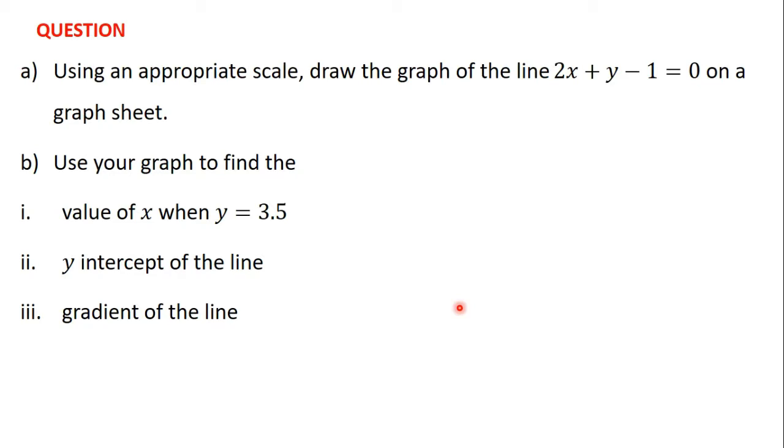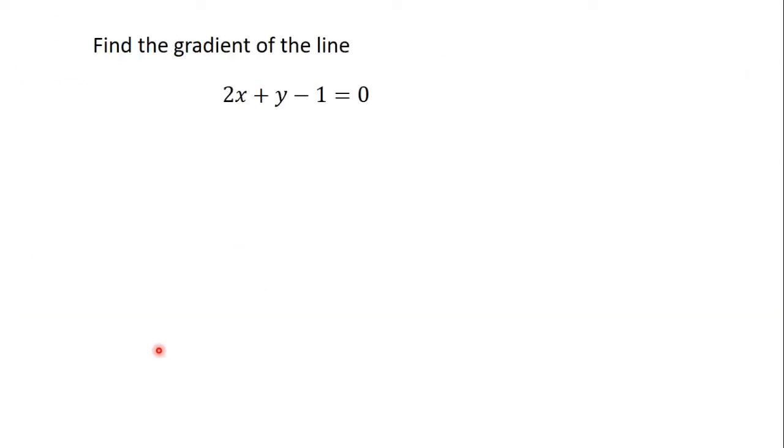Welcome back. In the previous video, we used the graph of the line 2x plus y minus 1 is equal to 0 to find the y-intercept of the line. In this video, we will solve the last part of the question, that is, using the graph to find the gradient of the line.